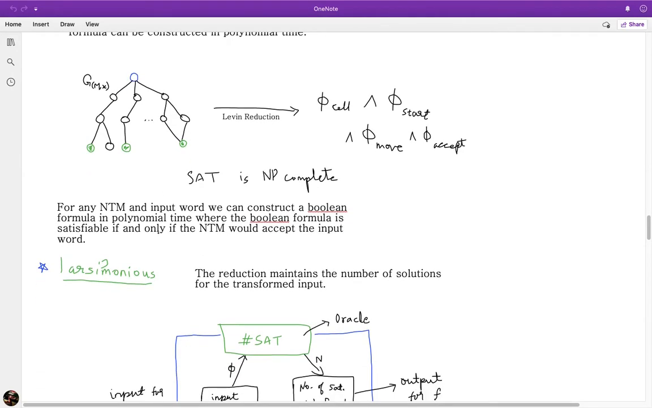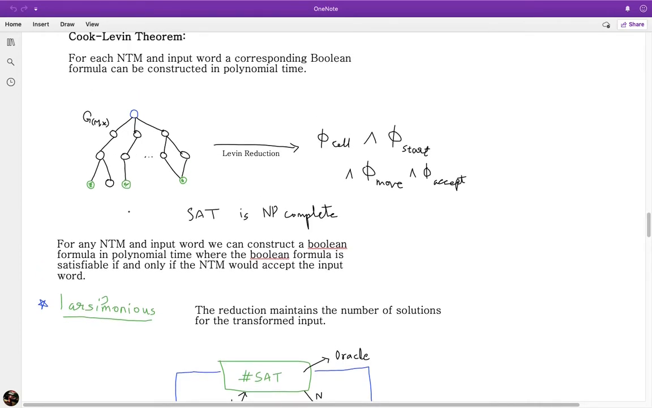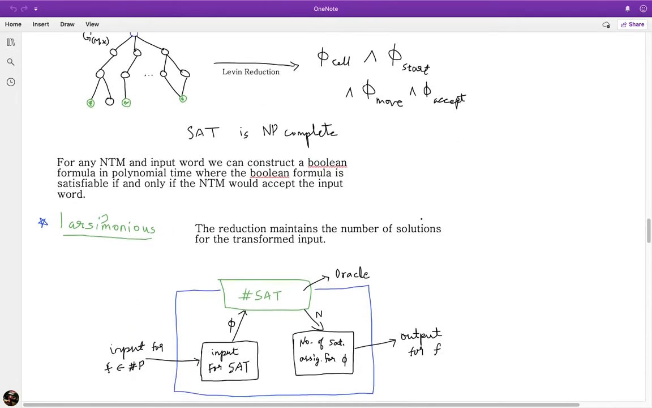For any non-deterministic Turing machine and input word, we construct a Boolean formula in polynomial time, where the Boolean formula is satisfiable if and only if the non-deterministic Turing machine would accept the input word. As we have already seen, if this configuration graph has an accepting path, then the corresponding Boolean formula has a valid assignment. That is what we had seen in the Cook-Levin theorem.